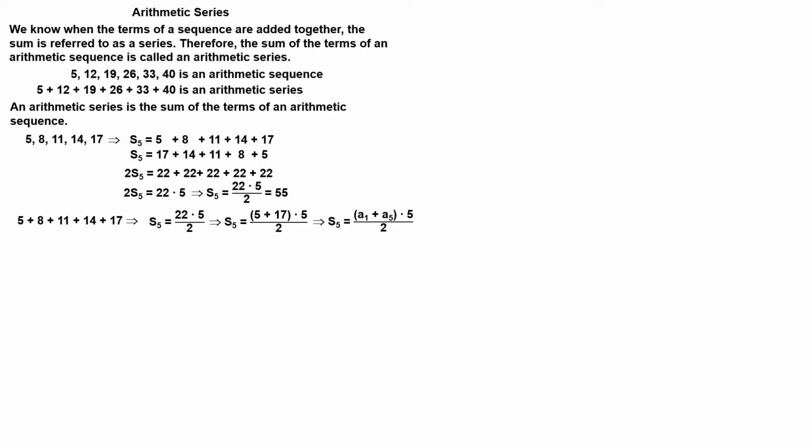It's always true. In any arithmetic series, the sum of the terms is given by adding the first and last term, divide by 2, and then multiply by the number of the terms. Don't forget, we always can use the sigma notation.